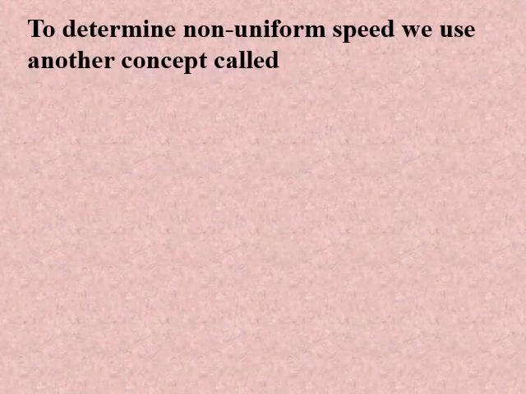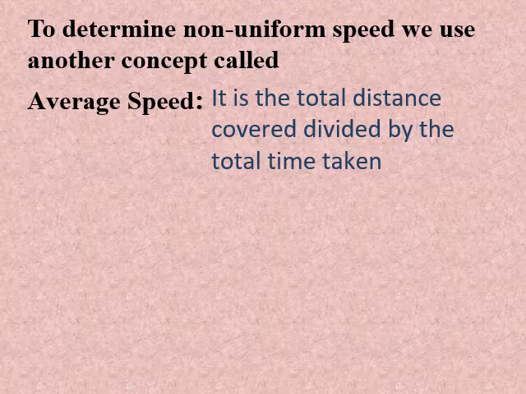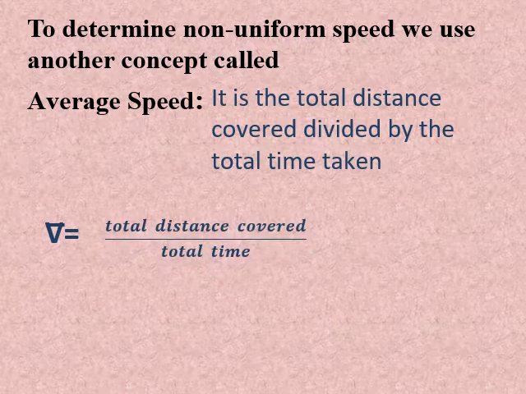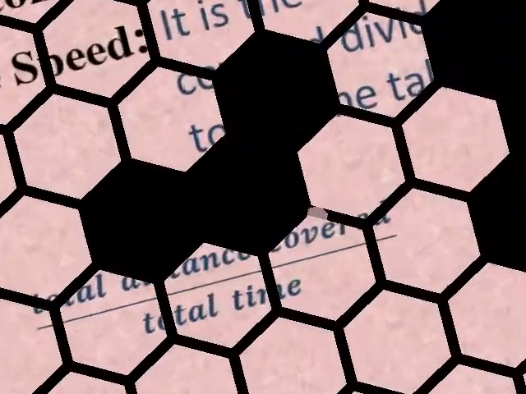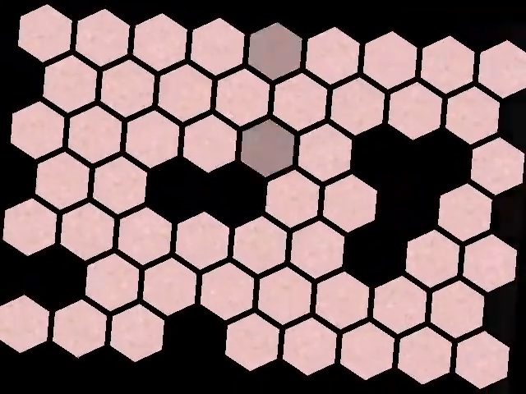To determine non-uniform speed, we use another concept which is known as average speed. Average speed is the total distance covered divided by the total time taken to cover this distance. The rule will be V, velocity, equals total distance divided by total time. And its measuring unit is meter per second or kilometers per hour.